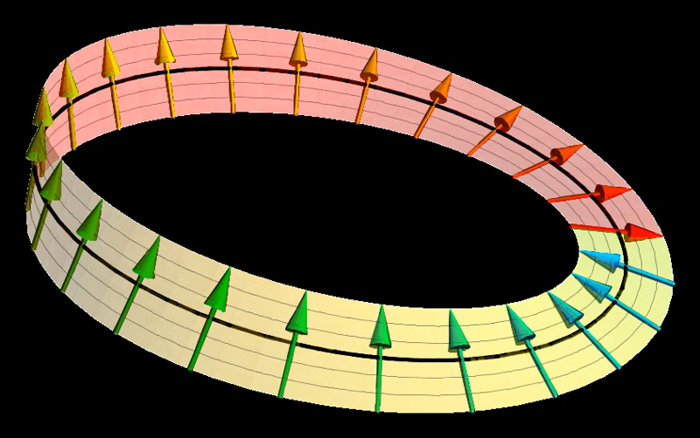e_i e_j = +1 if i = j, i in 1, ..., p; -1 if i = j, i in p+1, ..., n; and -e_j e_i if i is not equal to j.